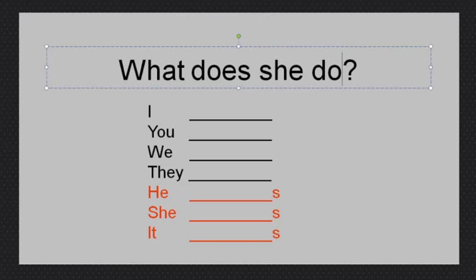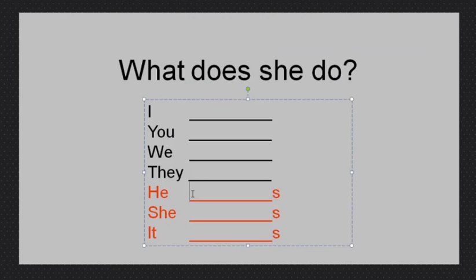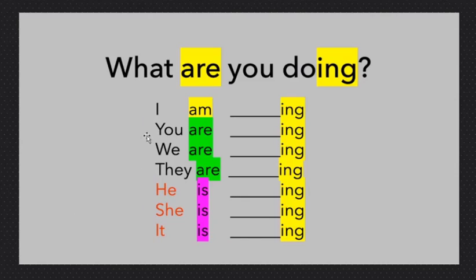So we can also talk about our jobs. What does she do? She is a teacher. She is a business person, right? She is a waitress. And we say she is. So this question, what do you do? What does she do? It means something that happens again and again.